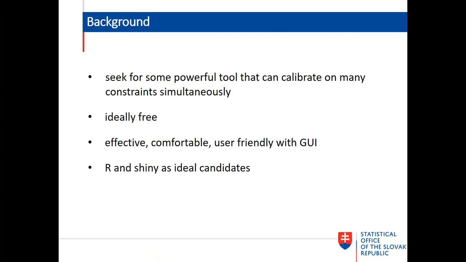The background of the tool was triggered somewhere around the EU-SILC survey, which we wanted to calibrate on more than 100 calibration constraints simultaneously, which was not possible with the tool we used at that time. So there was a thought for some powerful tool that can calibrate on many constraints and would be ideally free, effective, comfortable, and also user-friendly with some graphical interface, which brought us to R and package Shiny as the ideal candidates for this task.